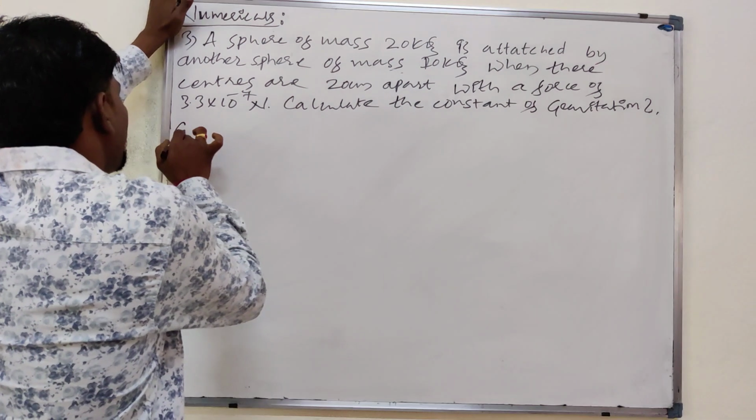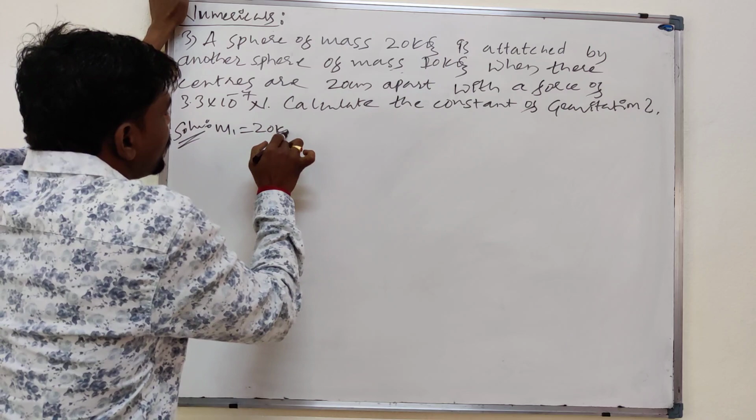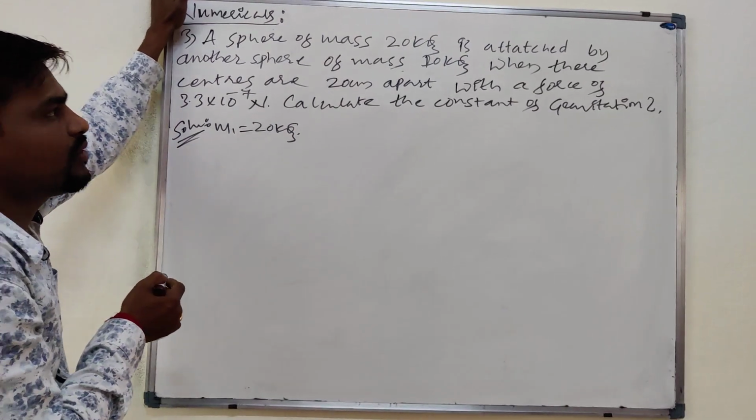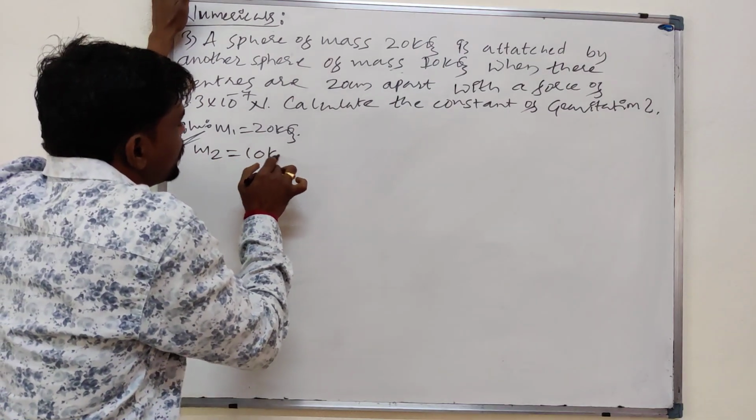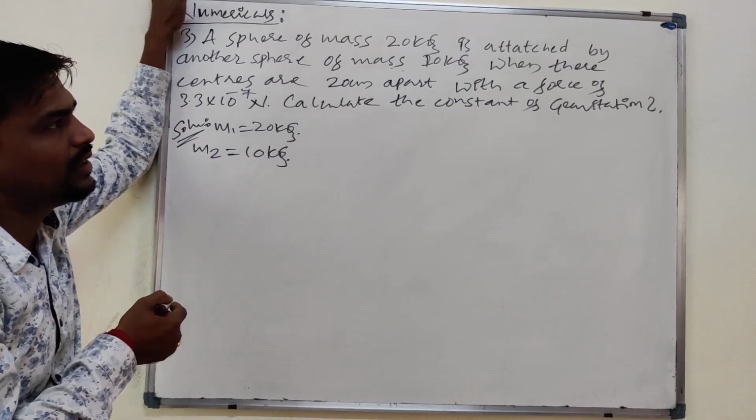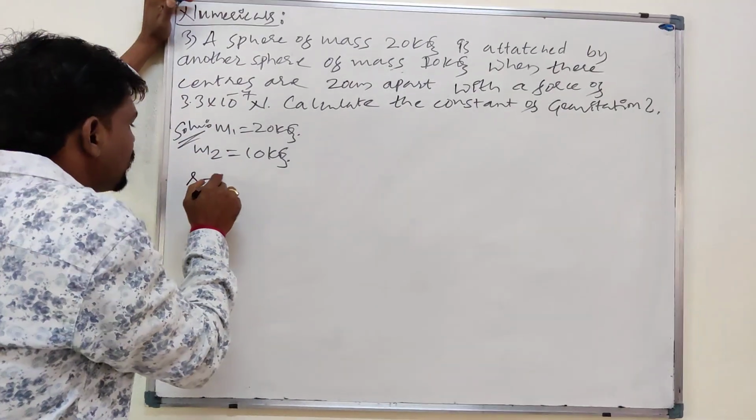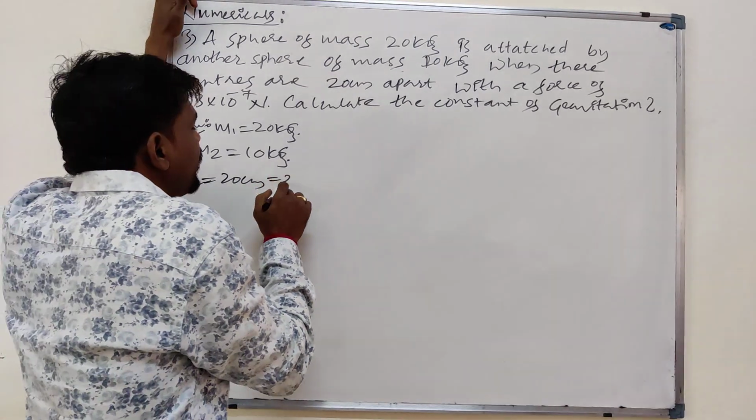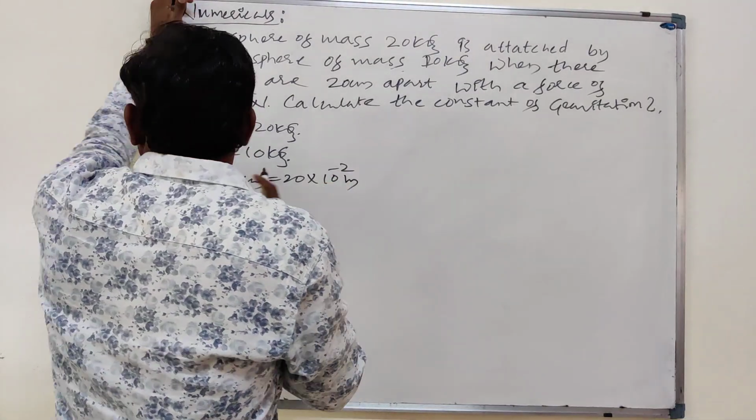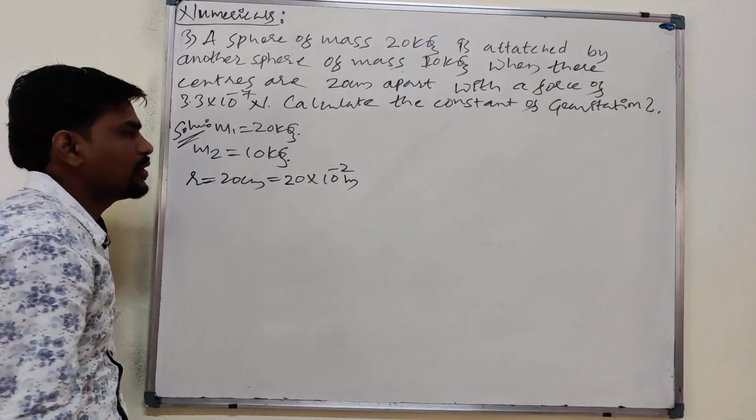See, students, here there are two masses once again. M1 is 20 kg, given data. Another mass is attached by another sphere of mass 10 kg, that is M2 is 10 kg. When their centers are 20 cm apart, the distance R is equal to 20 cm, so 20 into 10 raised to minus 2 meters.